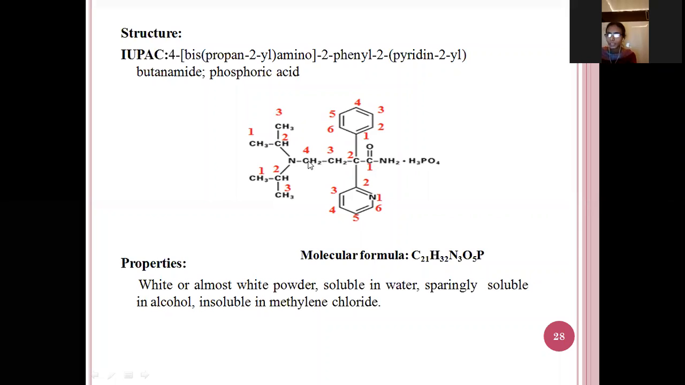So it is 4-bis(propan-2-yl)amino-2-phenyl and 2-pyridin-2-yl butanamide phosphoric acid. So it is the structure and IUPAC name, and the properties are: it is a white or almost white powder and it is soluble in water and sparingly soluble in alcohol and insoluble in methylene chloride.